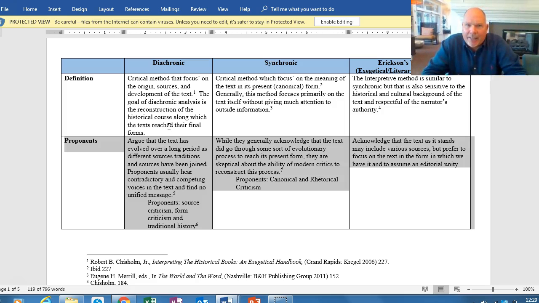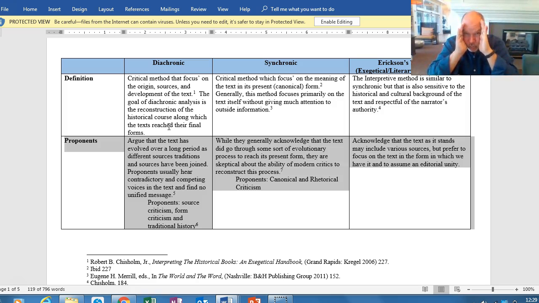Now, when we look at evangelical interpretation, oftentimes it is synchronic heavy, which is we look at the text and tend to put blinders on and say, we don't care how it got here. This is God's Word. This is what we have in front of us. Therefore, we will use it.